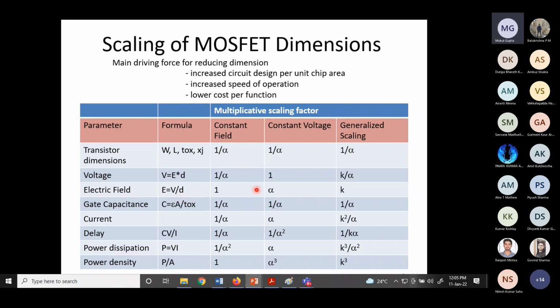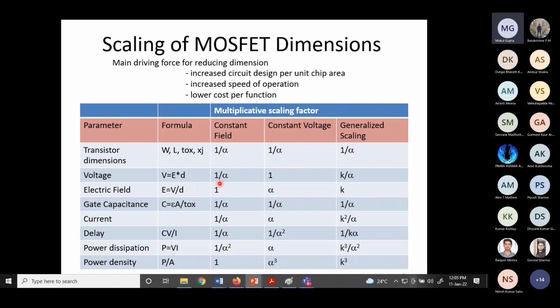Now that gives us advantages like power dissipation will reduce. Power density of course remains the same, but power dissipation will reduce, and delay wise we will get an advantage also. But the thing is, as we said earlier, if we reduce voltage in the same proportion, it will be difficult for the analog design engineer to design the circuit. Particularly, they will struggle to keep enough headroom, so that all the MOSFETs between rail to rail remain in saturation and all that.